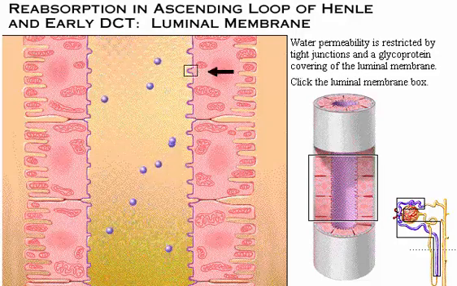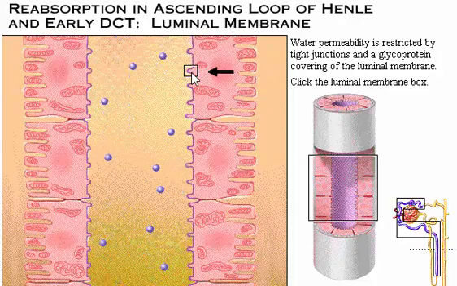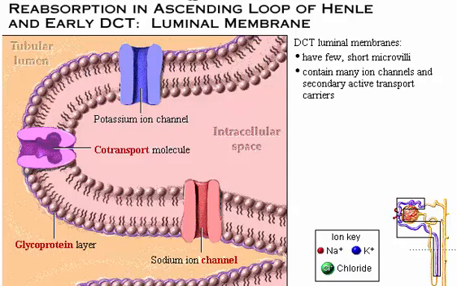Looking at the luminal membrane of these cells, we see that they lack a brush border, in contrast to the cells of the proximal convoluted tubule. However, they do have a limited number of short microvilli containing many ion channels and secondary active transport molecules. Now click the cotransport molecule to see how it differs from the one shown for the PCT.